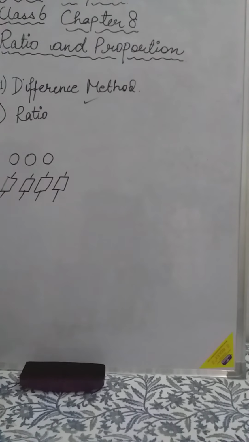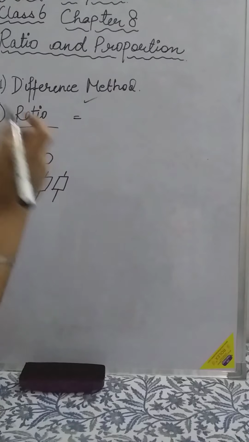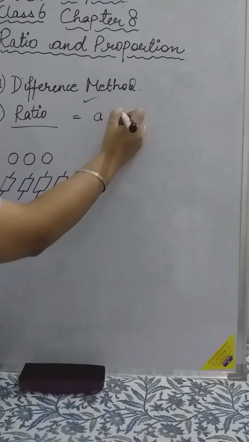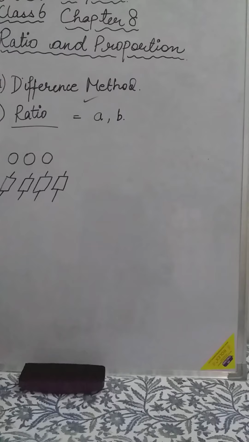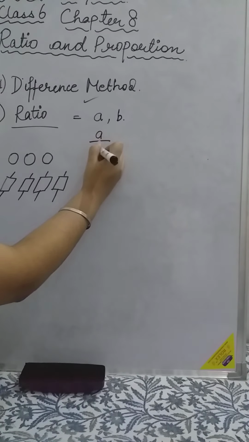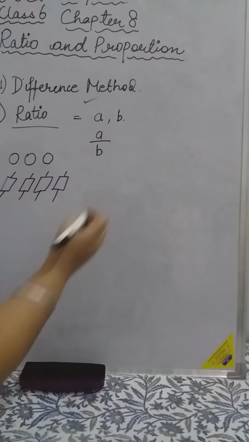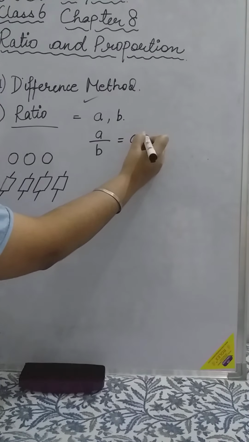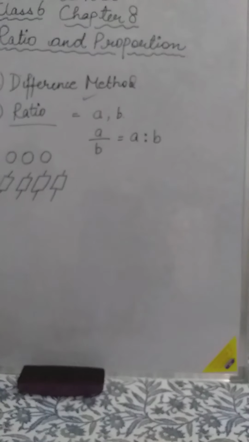Second is your ratio method. Ratio method is comparison of 2 or more quantities of the same kind using division. This is basically division method. Now, ratio has 2 quantities, example A and B, which is denoted as A upon B, and in ratio form it can be expressed as A ratio B.